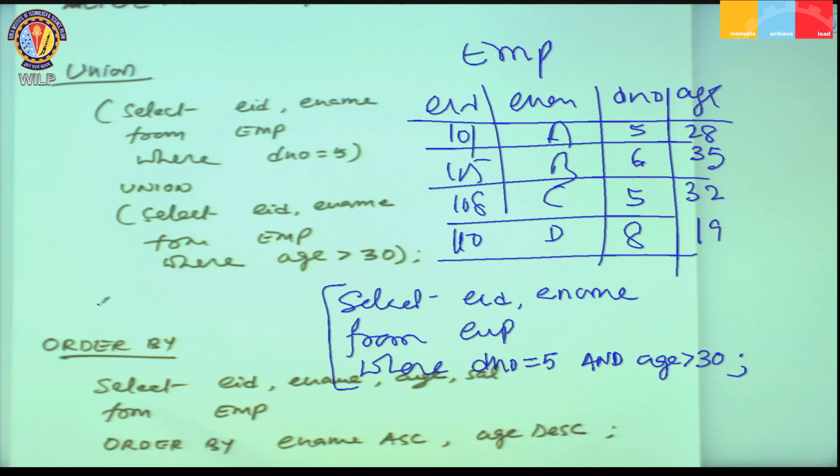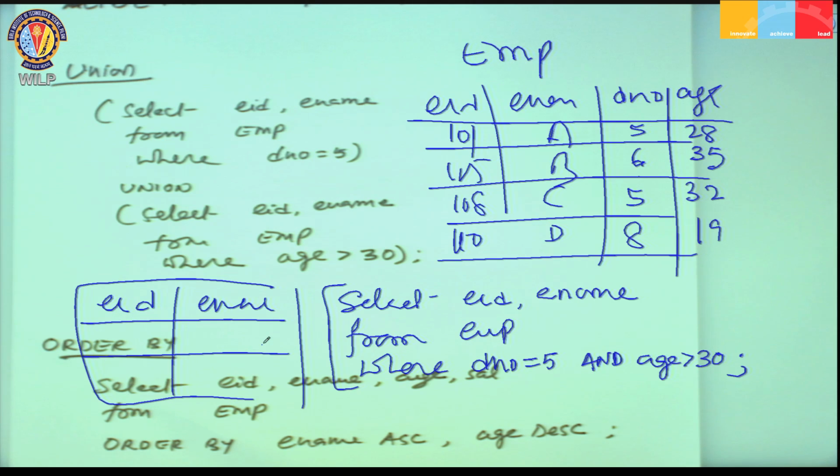The result is going to be like this, employee ID and then ename. In this case, for the employees who are working in department number 5 and whose age is more than 30, there is only one employee, that is 108, whose name is C. That is the result. The same data can be retrieved using the union operation.